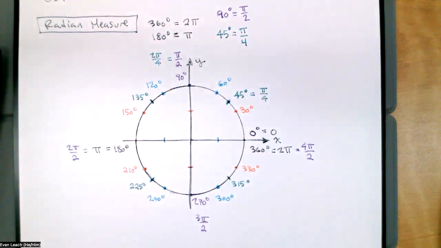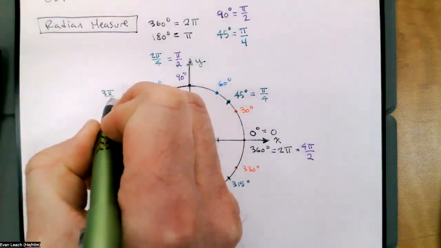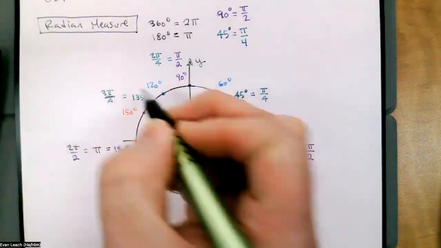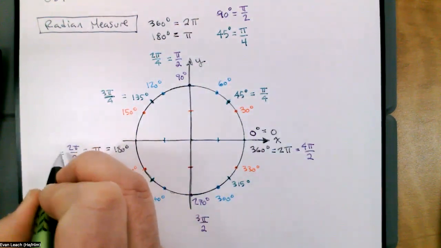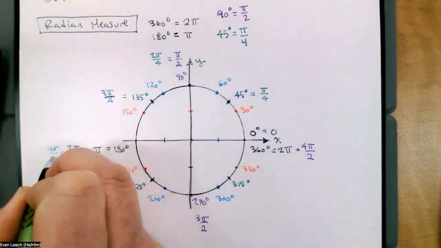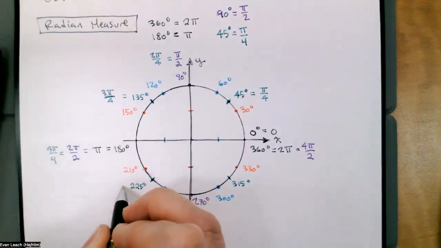What's the next 45 that we run into? 135. Now we're at 135, and how many pi over 4 is that? 3 pi over 4. What's the next multiple of 45? 180. And how many pi over 4 is that? 4 pi over 4. Normally, we don't write it that way. The 4's cancel, and we just call it pi. Where's the next pi over 4? 225, and how many pi over 4 is it? 5 pi over 4.